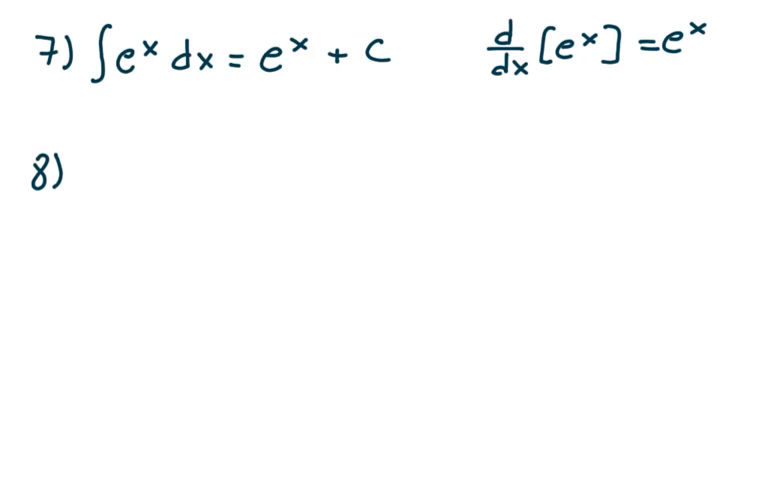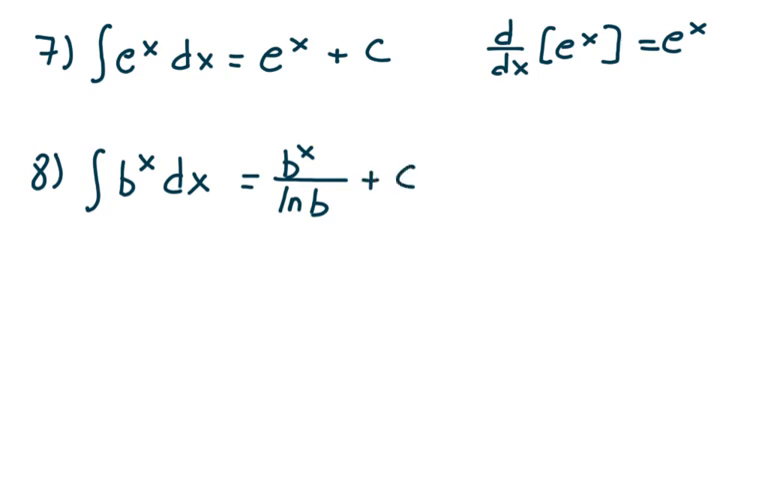8. Suppose I have the integral of b to the x dx. I claim this is equal to b to the x divided by natural log of b plus c. Now, for here, b is greater than 0, and b cannot equal 1, because if b equals 1, natural log of 1 is 0, and we have a problem, because we're not allowed to divide by 0.